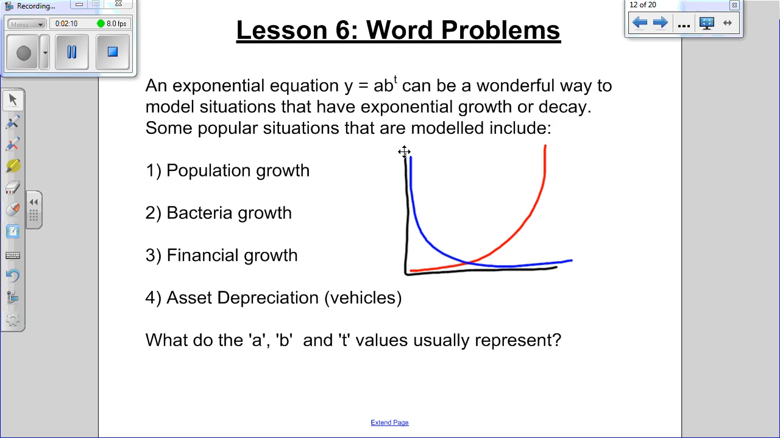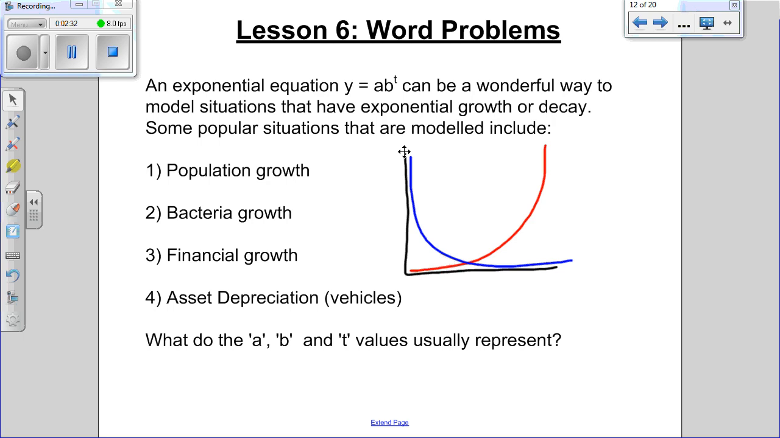Think about vehicles. If I buy a car that's worth $20,000, the next year it's probably worth like $18,000. And then the next year maybe it's worth like $15,000, and the next year all of a sudden it's only worth $10,000, and it loses value really quickly. And that would be the same idea, except it would be decay.